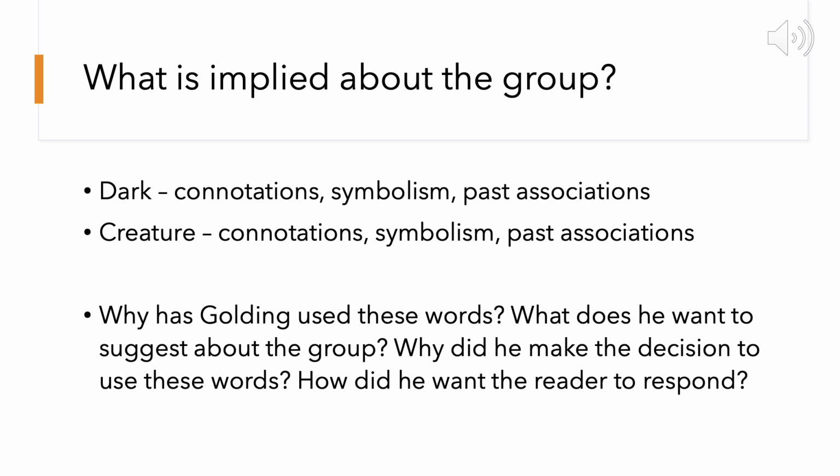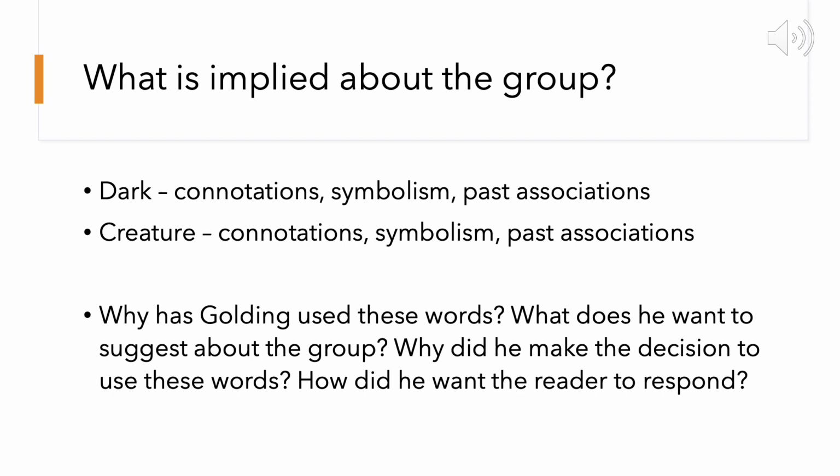Okay, so now it's your turn. Your question asks what the words dark and creature imply about this group, about Jack and his choir. So your first task is, if you look back at my diamond slide, look at the word dark, then look at the word creature and think about those 3 groups of associations, connotations for each of those words, for dark and for creature. Once you've explored all the ideas in your mind, then you should have an idea about why Golding might have used those words to describe Jack and his group.